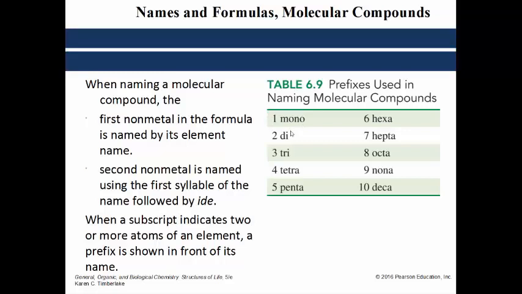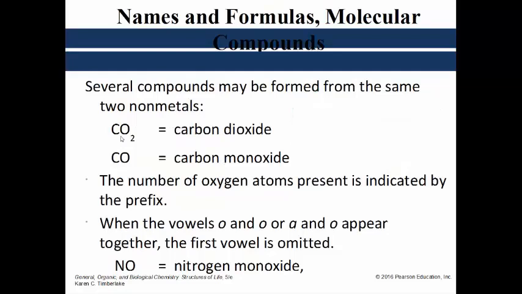Mono will mean 1, di means 2, tri means 3, tetra 4, penta 5, hexa 6, hepta 7, octa 8, nona 9, and deca 10. And it's this process that is used for any type of molecular compound, for any type of compound between two or more nonmetals. Some common examples: CO2.